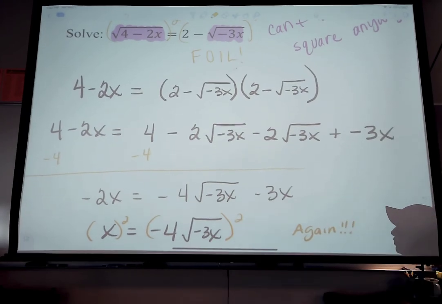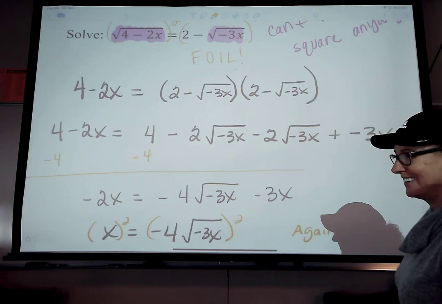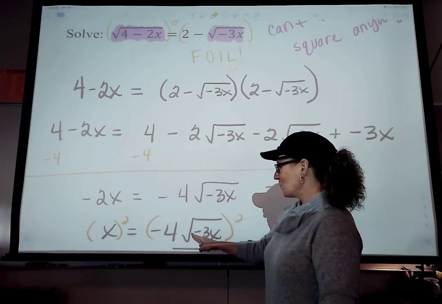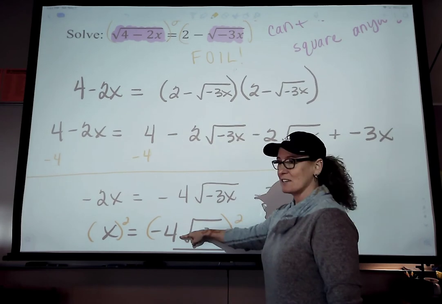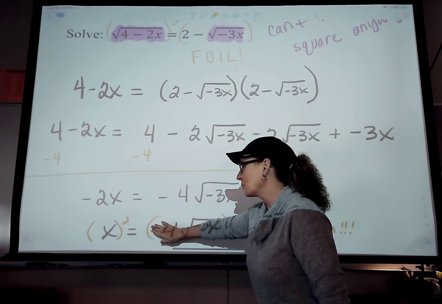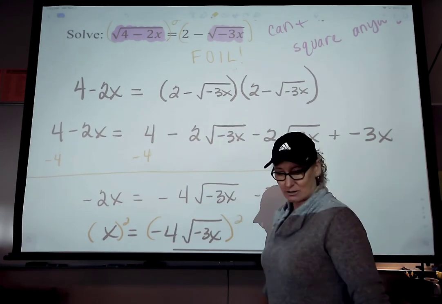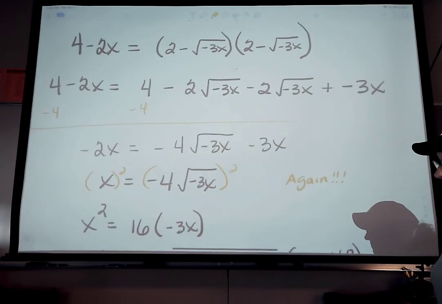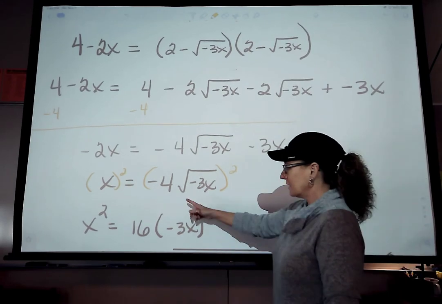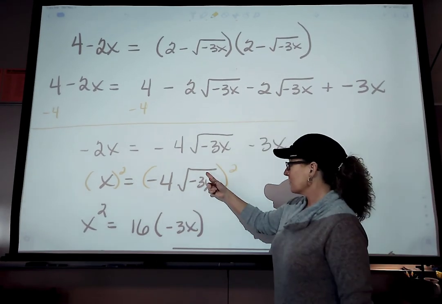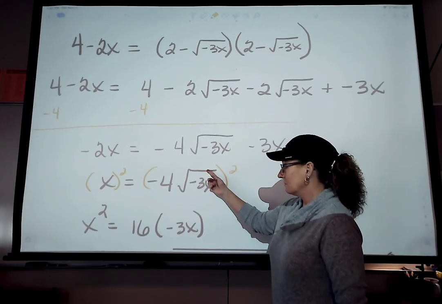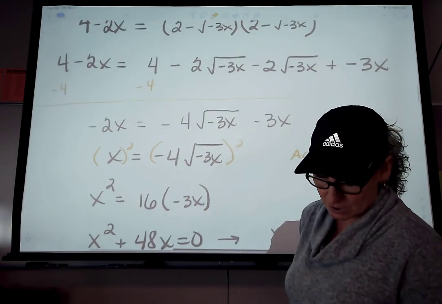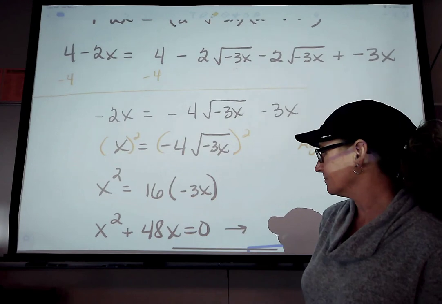Wow, we're going to have to square both sides again. Good news is, this is a monomial. So when you square this side, you don't have to FOIL. You're simply squaring this number and the radical. Negative 4 squared is this. Square the radical and the symbol goes away. Multiply. Oh, look, it's quadratic.